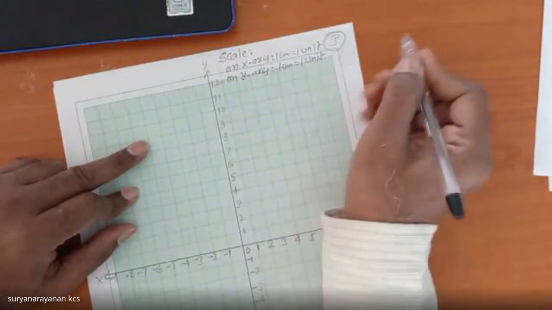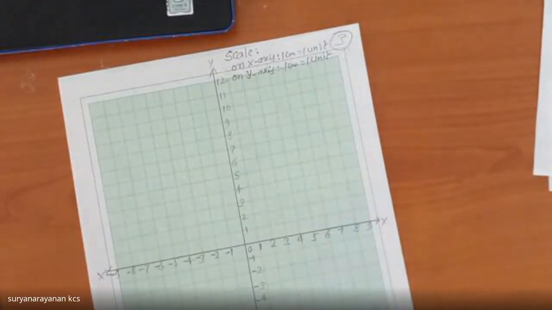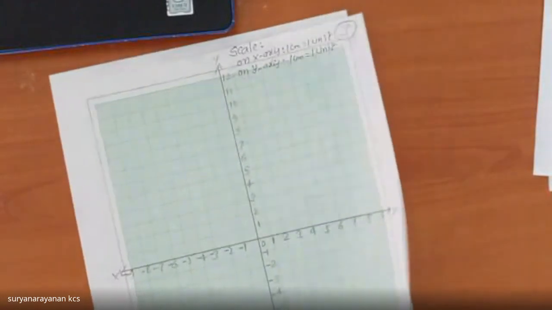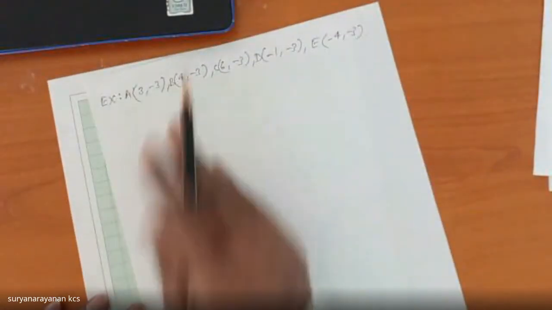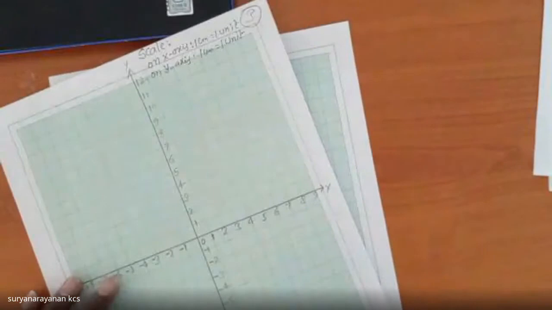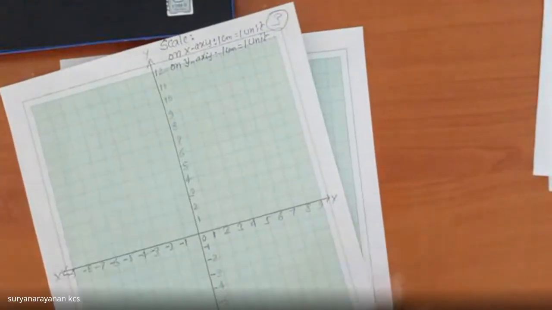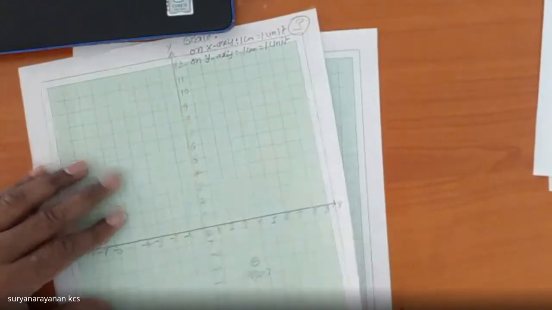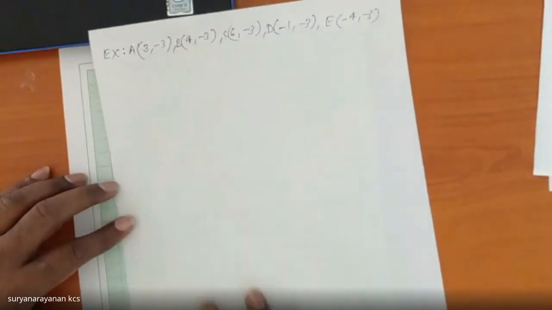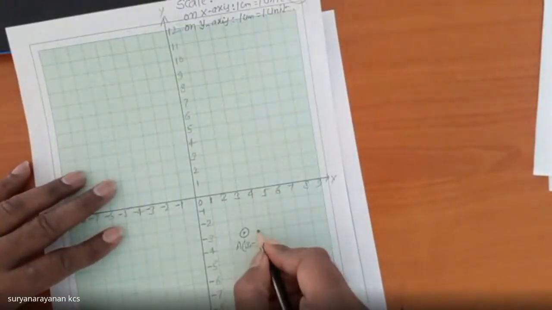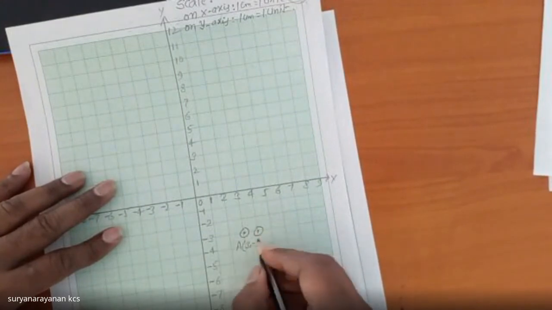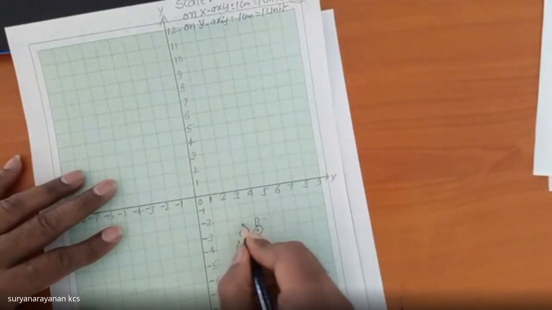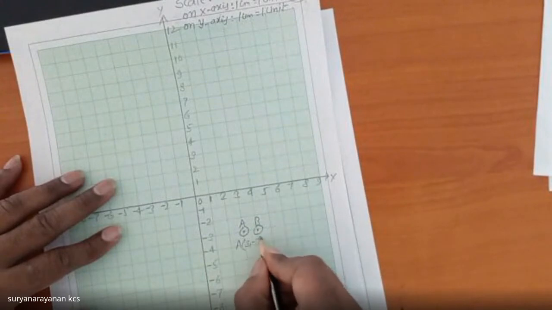So this is the scale on the x-axis and y-axis respectively. Now let us plot these points. A, ordered pair 3 comma minus 3. B, ordered pair 4 comma minus 3. This is the B point, and this is the A point.